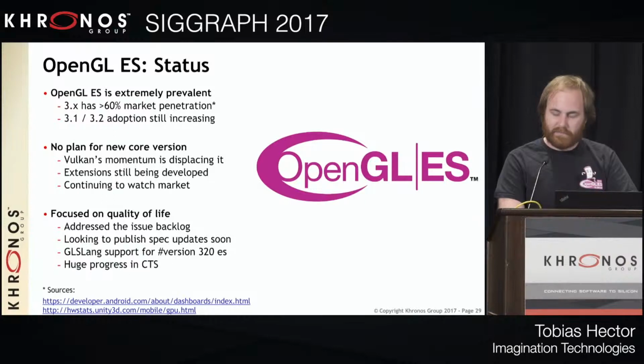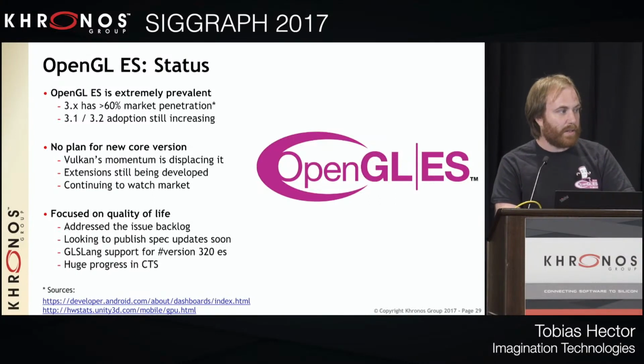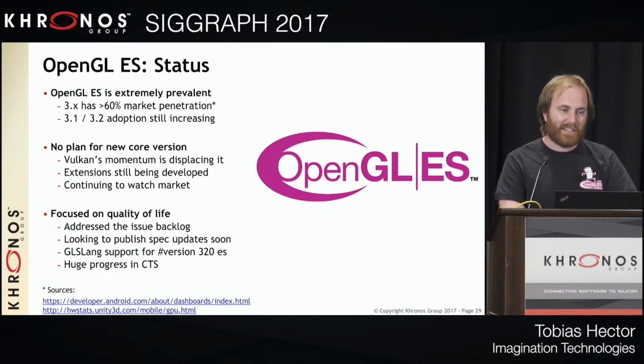And whilst we're still here, we are focusing on quality of life stuff, trying to make OpenGL ES and the experience of coding to that API much better. One of the main things that I started doing last year was addressing the massive backlog of issues we accumulated over the years, over the last nearly 14 years now. There was something like 300 to 400 issues that we hadn't addressed, and that's now gone way down. We're currently sitting at somewhere about 30 issues that aren't assigned to spec editors.